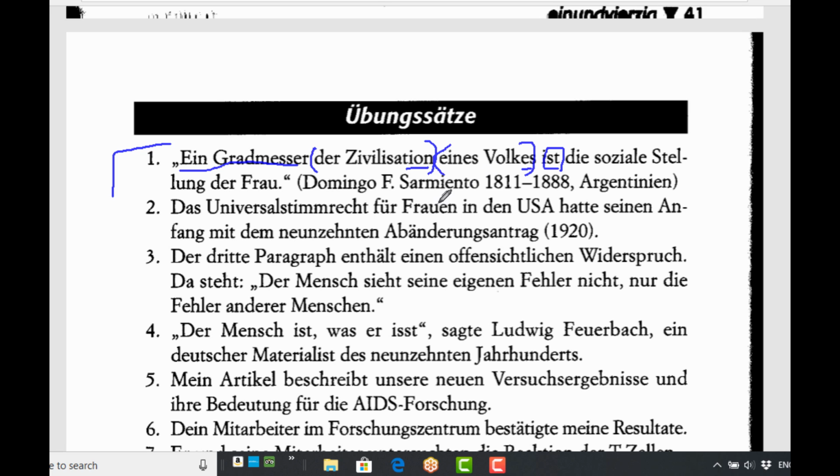Okay. Let's see. You want to translate the whole thing? This is the standard or the measure. Yeah, the measure of the civilization of a people is the social position of women. Well, der Frau, not plural. Of woman. Oh, and this is genitive, of the woman. Yeah. Of the woman. Good.